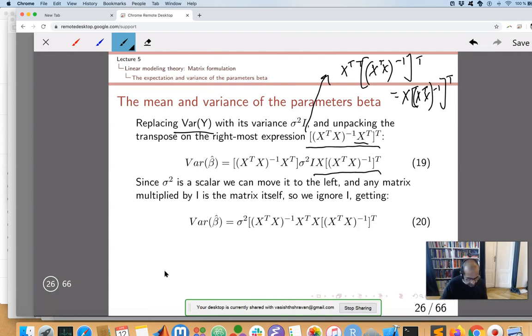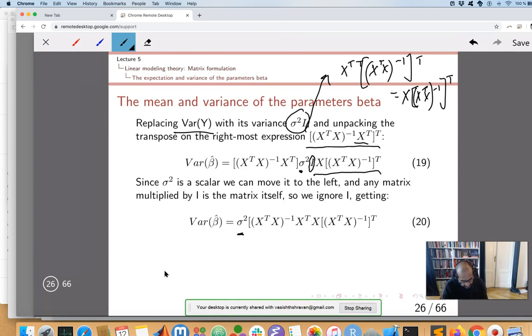Now what's interesting is that sigma squared is a scalar value. It's just a single number, right? So we can move it to the left of the whole matrix because it doesn't require any matrix algebra anymore. We're just doing simple multiplication with a number, right? So this one is moved to the left, and this identity matrix that I had used earlier, I can actually ignore it because anything multiplied with the identity matrix gives you that number back again, right? So we can ignore that I.